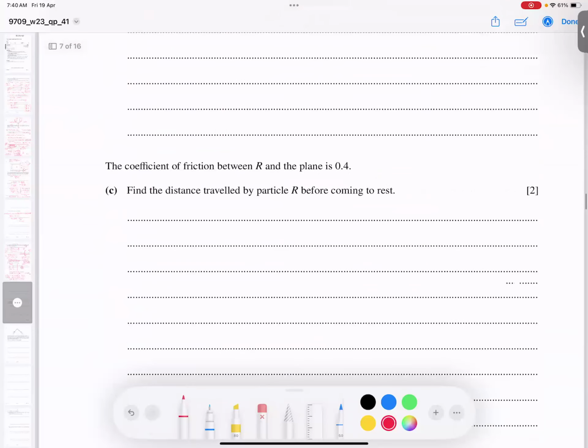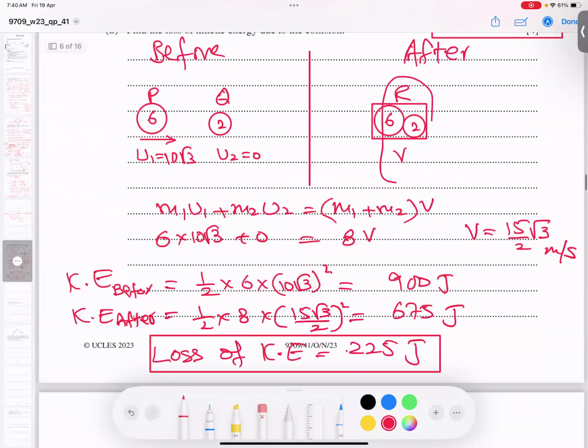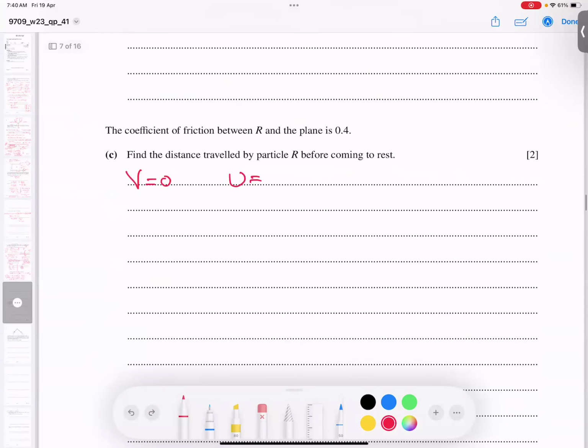Now he said that the coefficient of friction between R and the plane, that mu value, is already given. Find the distance traveled by Q, R particle until it becomes rest. It means the final velocity is 100% 0. And the starting velocity of R, we got just now, is 15 root 3 over 2.